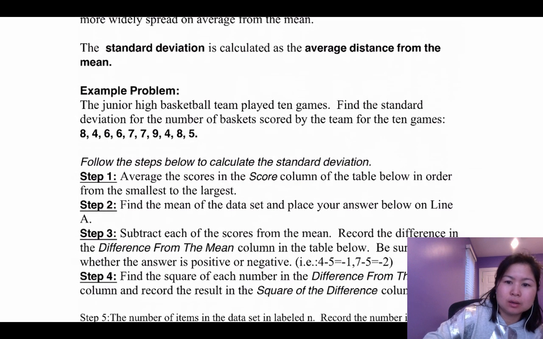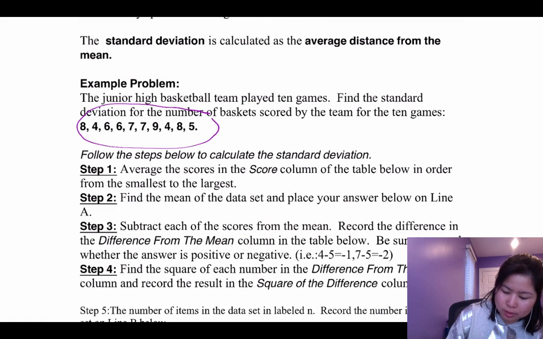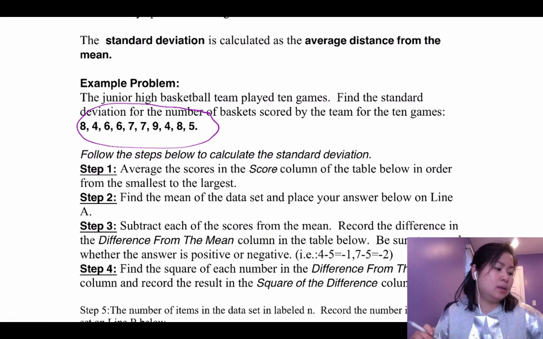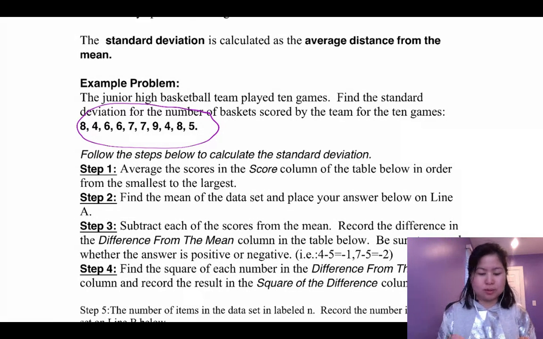All right, so let's look at this one. I have these are the data, these are the scores. I have 10 of those. What I need to do is fill out the table. So, the steps, we're going to review the steps on how to do it.